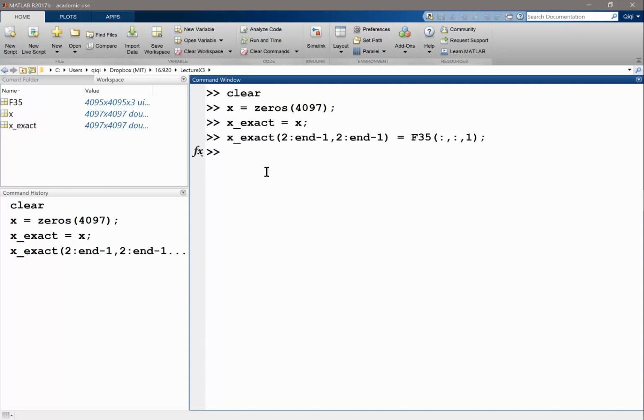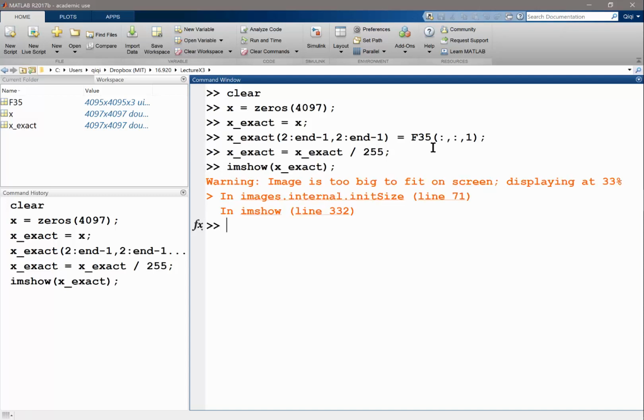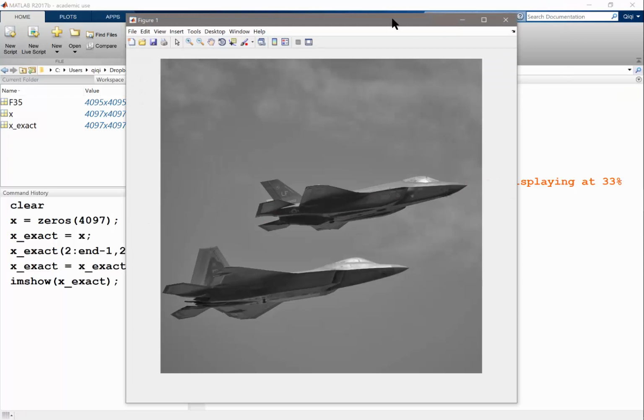The problem is the colors in the image range from 0 to 255, and in order for MATLAB to show it, we want to divide it by the maximum number. So the range is 0 to 1. Let's divide it by the maximum of x exact. Actually, we'll just do 255. And if you do imshow, which is showing an image, it says the image is too large, but it's scaled it anyway. This is the red channel of this picture. So that's our exact solution.